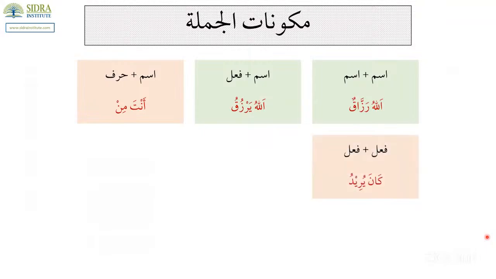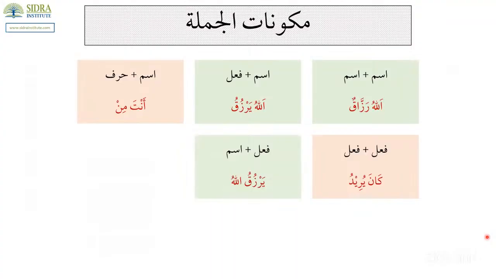Two verbs, still not a complete sentence. So kana yuridu, he used to intend what? So in kana actually, you can't even say there's an ismu because it's not mentioned even before. So just merely bringing two verbs together cannot become a complete sentence. So this combination suggests that this will be incomplete in terms of meaning.